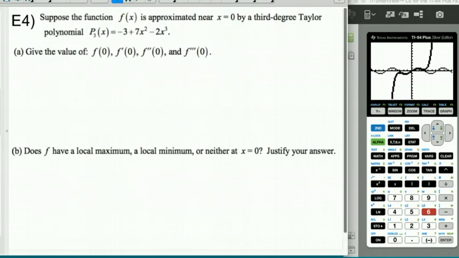And I'm trying to throw you a lot of these questions so you can see the different ways you could be asked about a Taylor polynomial. So in this case, you are given the Taylor polynomial, and you're asked to reverse engineer what are the values of f, f prime, f double prime, f triple prime.